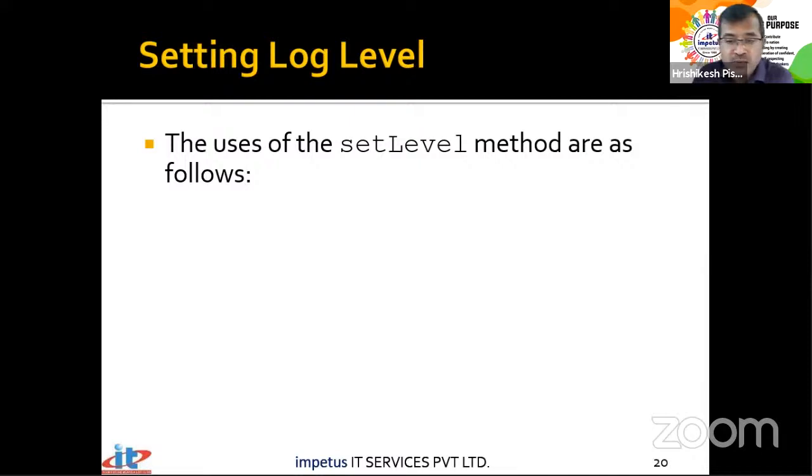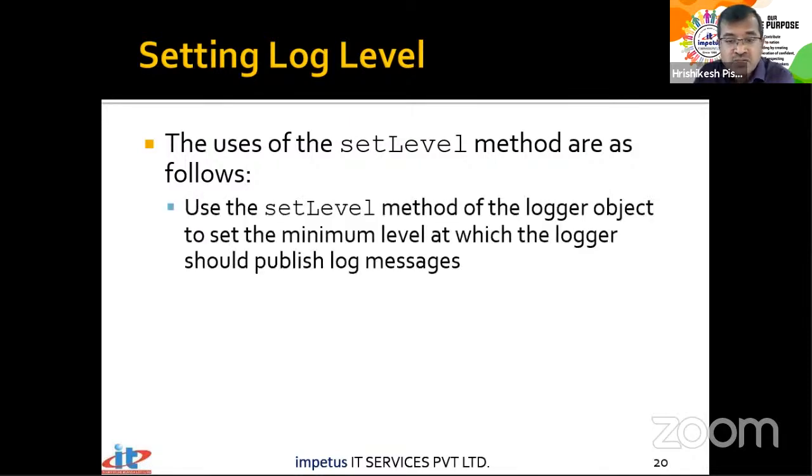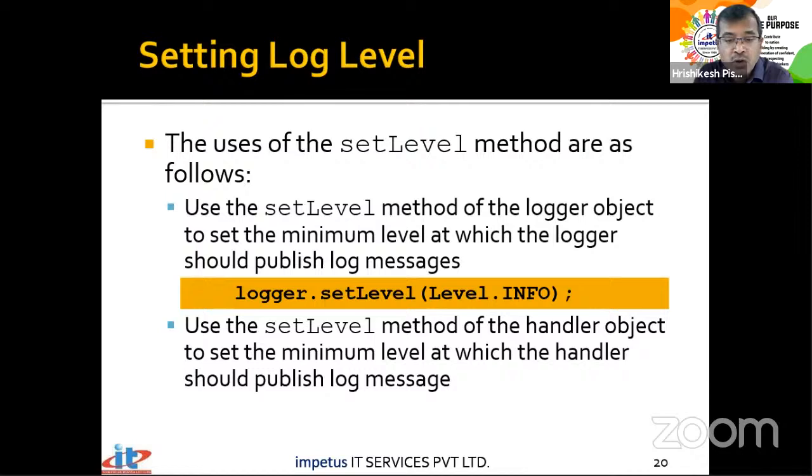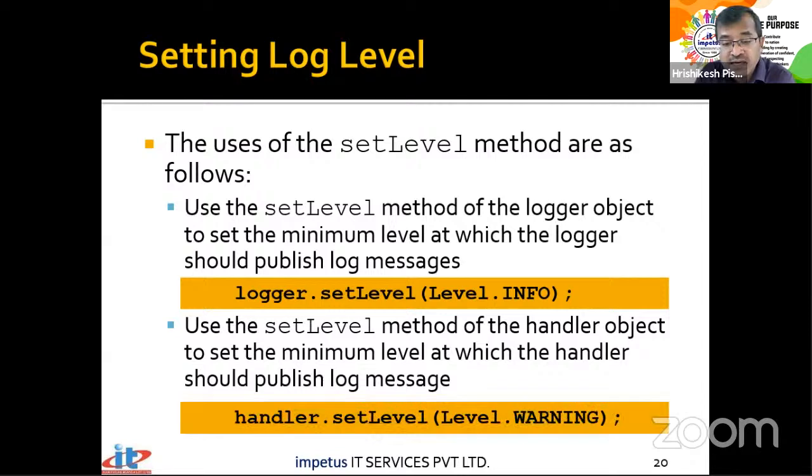The uses of setLevel methods are as follows. Use the setLevel method of the logger object to set the minimum level at which the logger should publish the message. Minimum level at which it should publish the message. So I can say logger.setLevel(Level.INFO). Use the setLevel method of the handler object to set the minimum level at which the handler can publish the message. So with the logger we have setLevel, and with the handler we also have the same method called setLevel. So I can say logger.setLevel, as well as handler.setLevel.